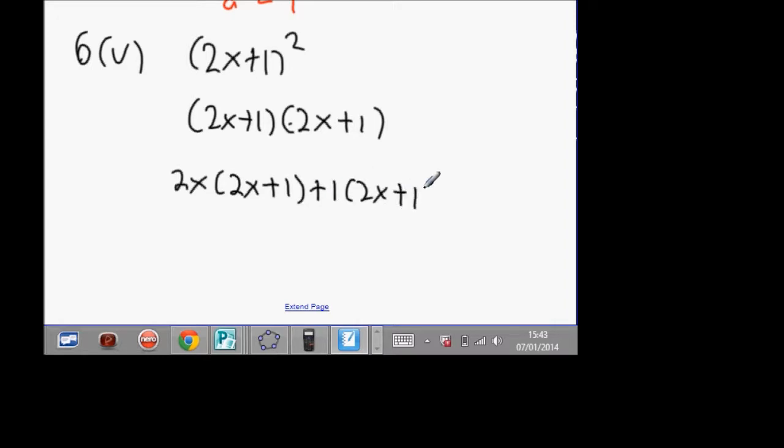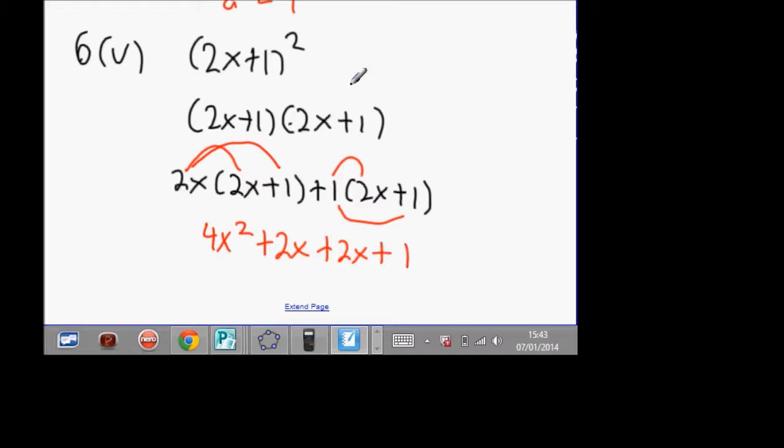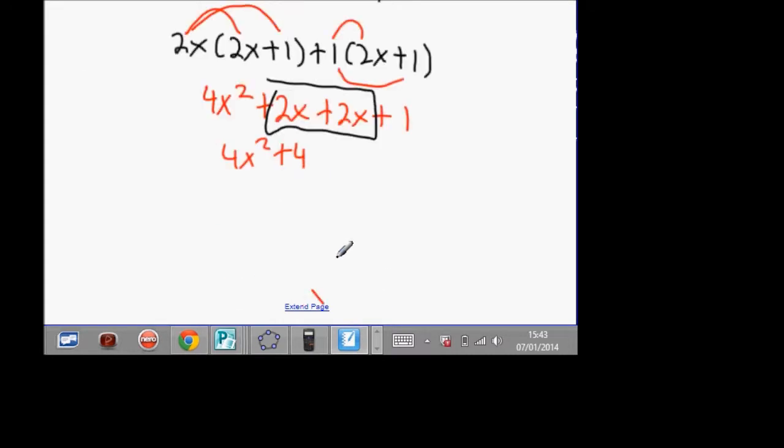This is what you're doing now, right? Now, Joey, what do you do? 2x by 2x, 4x squared, plus 2x by 1, 2x, 1 by 2x, 2x, 1 by 1, 1. Now what do you do in the middle? Plus 2x plus 2x is 4x. There you go. That's our answer.